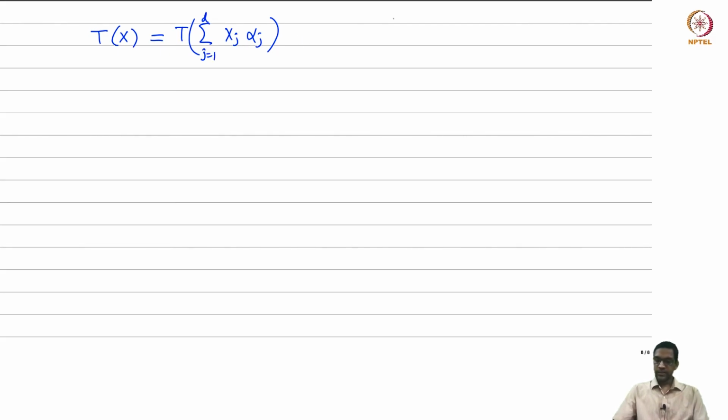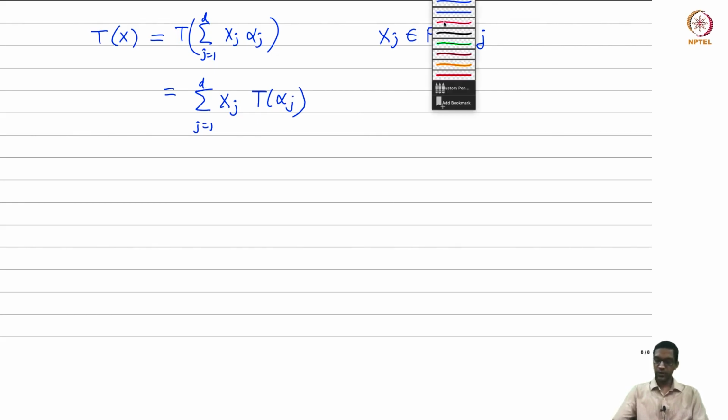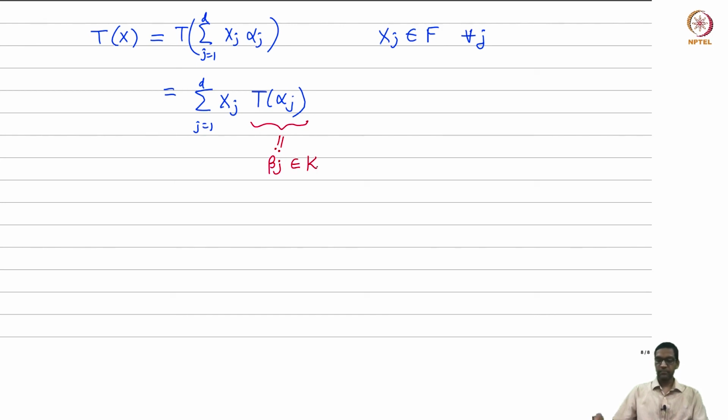Now what are the xj's? The xj's are all elements of the base field F, because the alpha j's form a basis of K over F. And now this is just the summation of xj T of alpha j. Let's call T of alpha j a new element of K. What is T acting on alpha j? It's just going to be some other element of K. Let me call this element beta j. By this definition, beta j is an element of K.